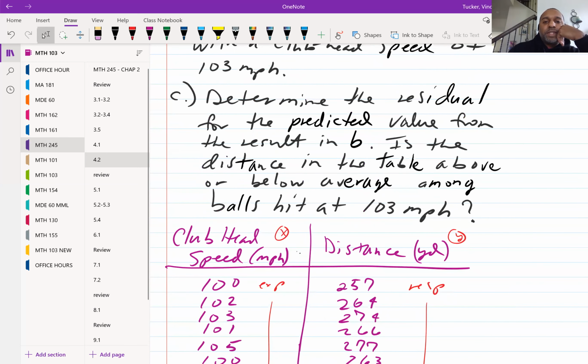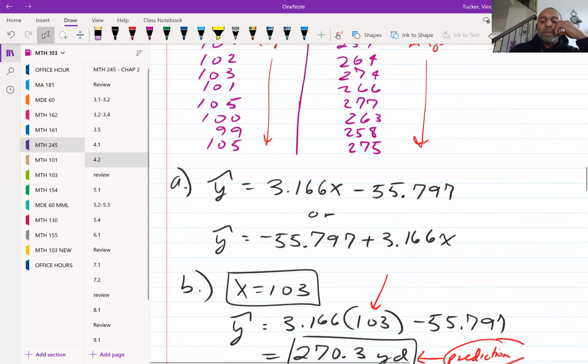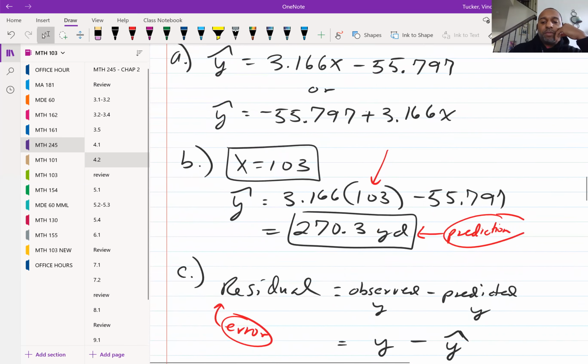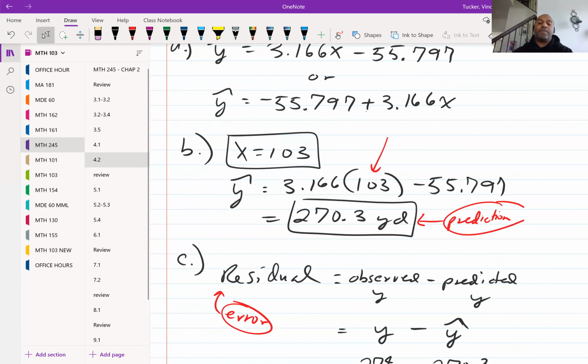So now this last one, C, determine the residual for the predicted value from the result in B. Is the distance in the table above or below average among balls hit at 103 miles per hour? So we have this predicted value of 270.3. Now to find the residual or error, remember we talked about that last section, and I said it was going to come back. The residual and error are the same thing, just two different ways of talking about the same thing. The way you would calculate it is by taking your observed Y minus the predicted Y.